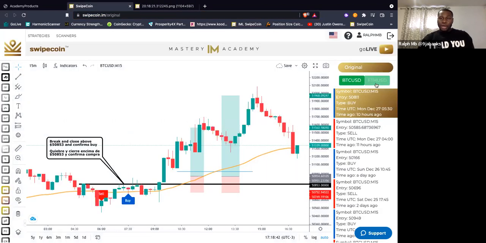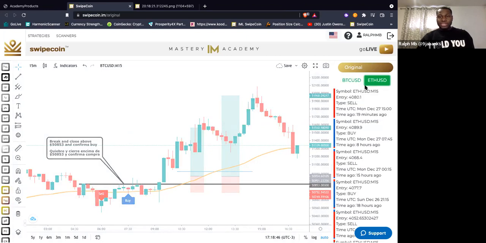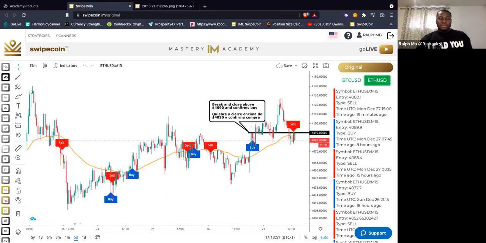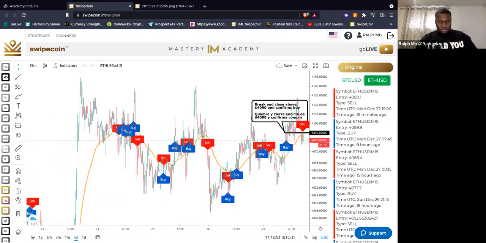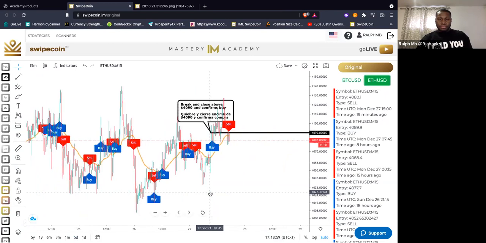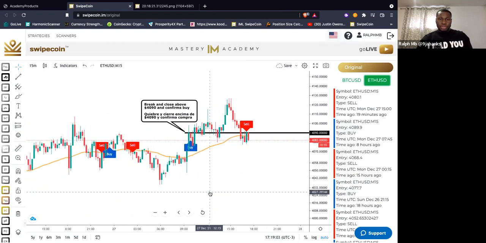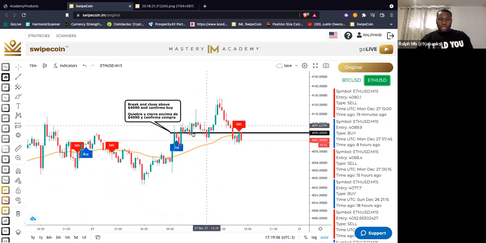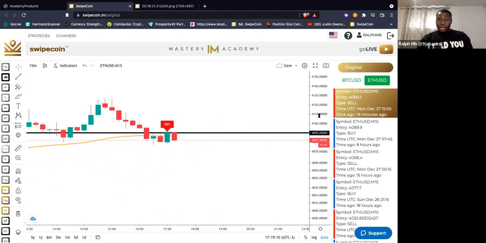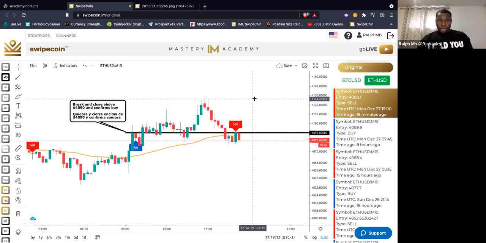Now I'm going to go on an Ethereum example, right? So on the Ethereum example right here, the same concept is applied. The same concept is applied on ETH, very much so simple. So right here on ETH, zooming in, perfect. On ETH here, we got an alert about 19 minutes ago. We got an alert for a sell 19 minutes ago.